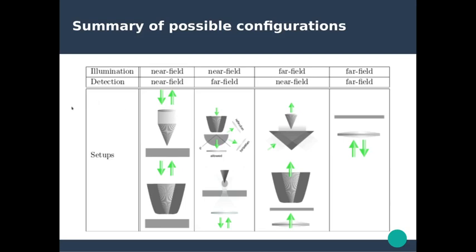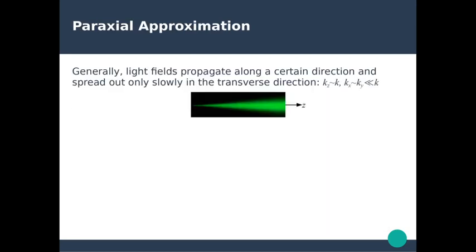So before we actually dive more into some examples of near-field microscopy, there are a few fundamental concepts I need to introduce first. Typically when you have light fields, they propagate along a certain direction. In this particular example, we have some kind of green optical excitation. It propagates along the z direction. Now in a transverse direction, which could be the x or the y direction, there's only a very slow spread of the optical field. That basically allows us to say that the z component is almost the wave number, and kx and ky are extremely small.